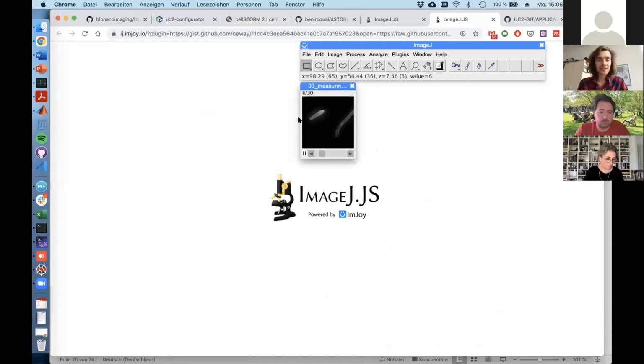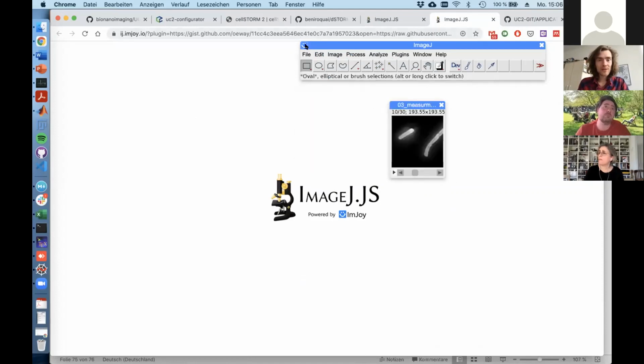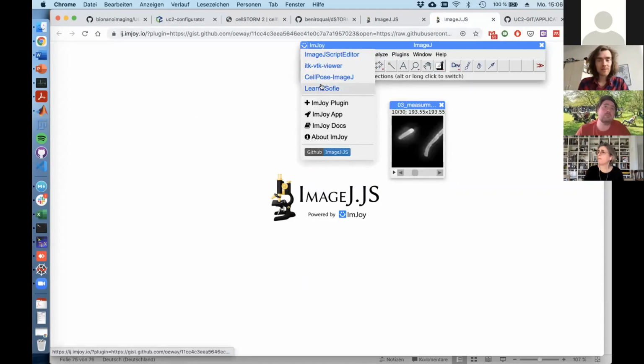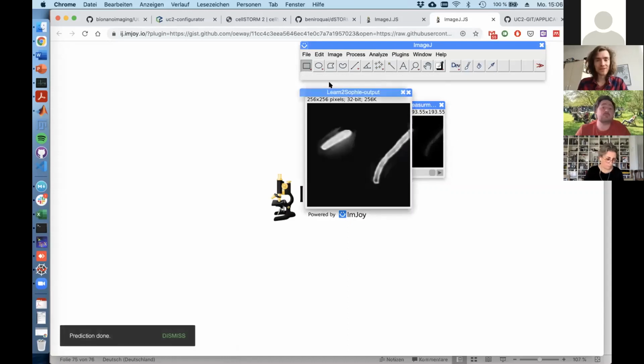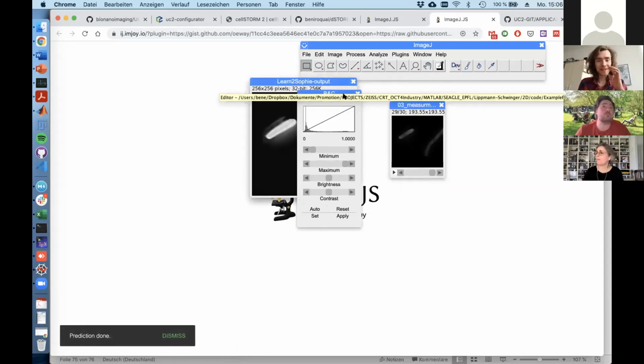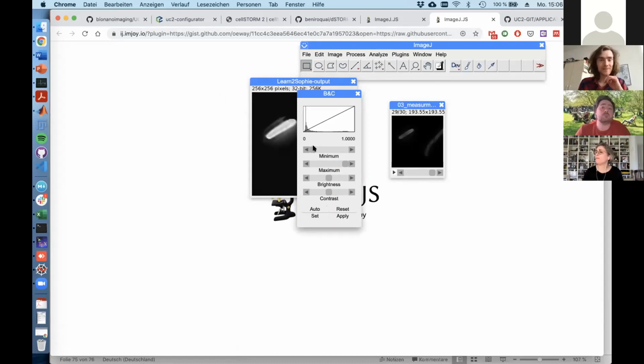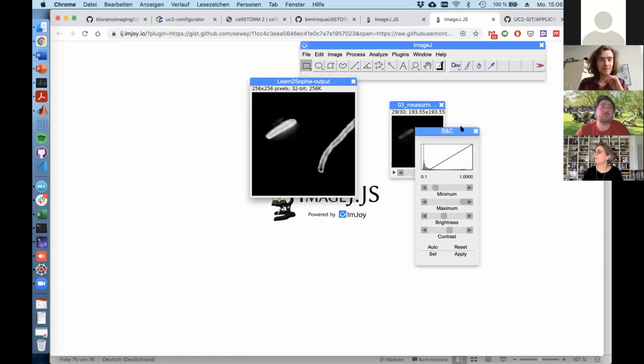So here you can find some stack as an example, 30 frames. And you can then call this plugin. So it's a pre-trained network. And then you just apply that to the stack. And it runs through the stack in your browser. So you can also do that on your cell phone. And then in the end, you get a kind of super-resolved result. So this is maybe not quite fair, since the network is probably not the best one here.